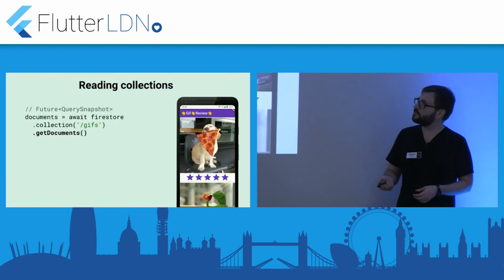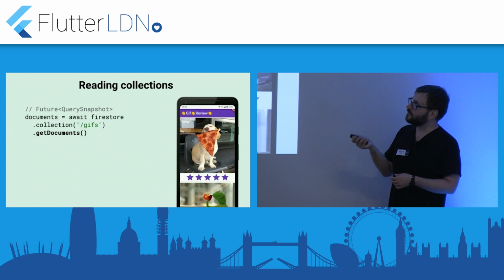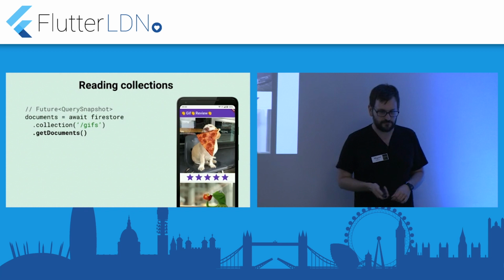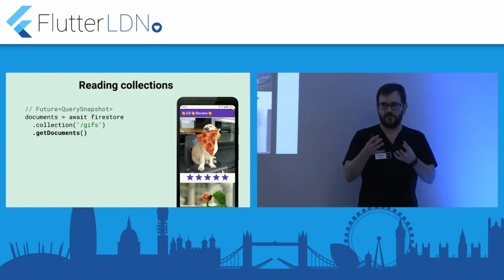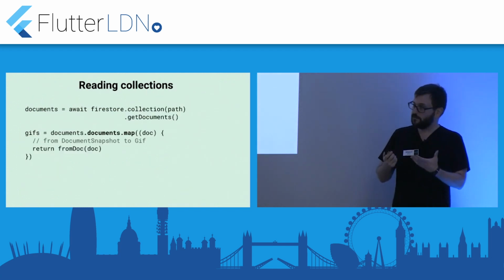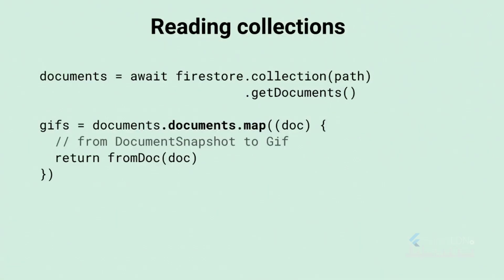And this getDocuments is giving me a query. It's called a query snapshot. So before it was a document snapshot, now it's a query snapshot, which contains the list of document snapshots that we actually want. Then what I usually do is map these documents into the actual Dart object that I need for my app. So I will run a map over the documents that I have inside this snapshot. And then I use, for example, a fromDoc method, which takes a document and then returns an actual Dart object.